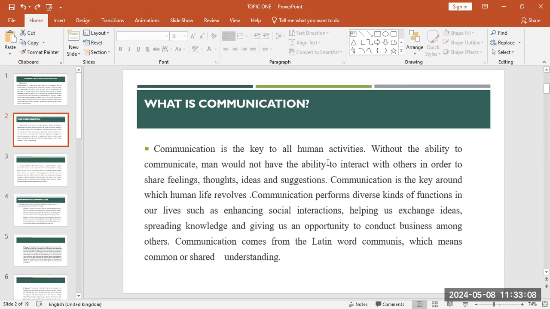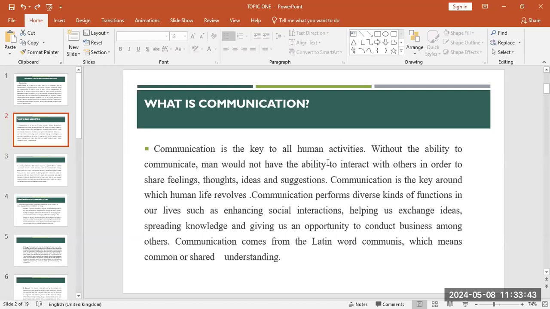You can also share your ideas and suggestions. Maybe we don't know what we are supposed to do. Maybe we are at a point where we don't have ideas on how to deal with an issue. With communication, you can share your ideas and suggestions. So therefore, communication is the key around which human life revolves. Without communication, I don't think you will be having a good life.